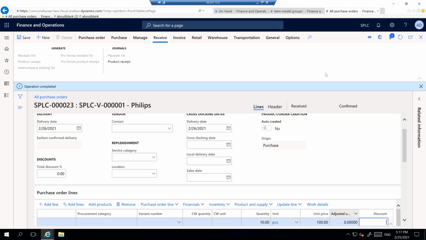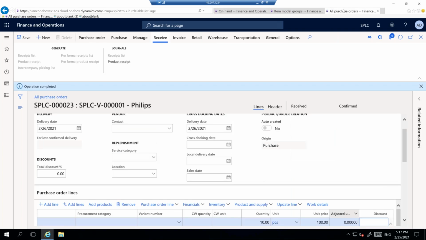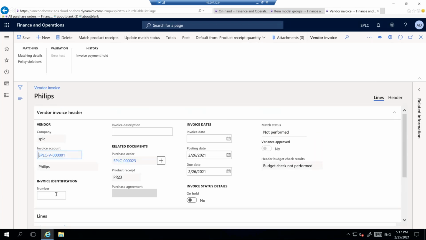Now if you verify on hand inventory, refresh, cost price is not updated, but physical amount is 1000. Physical cost amount is 1000, cost price will not be updated. Now I'm doing invoice. And update match status.